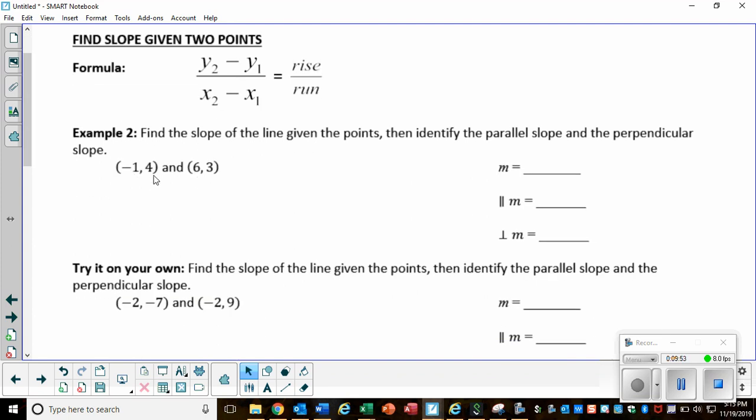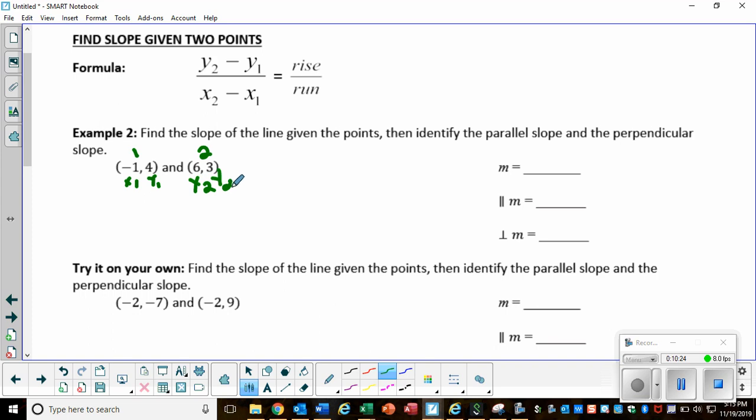So, here are my points. What I like to do first is to go through and label. This is going to be my point 1, and this will be my point 2. So that means that this is x1, okay, and this is y1 right here. So I just like to label them so I don't confuse them. And then this would be x2. Oof, I'm trying to do this with a mouse pad. This is not easy. And this would be y2.